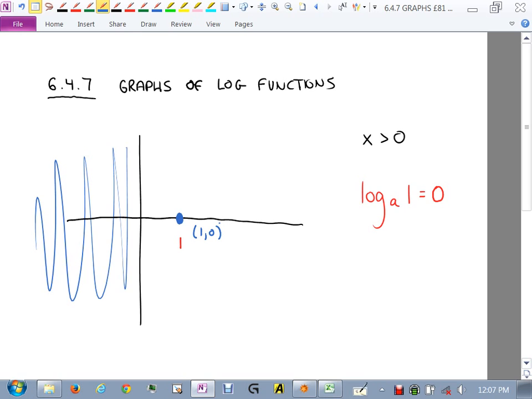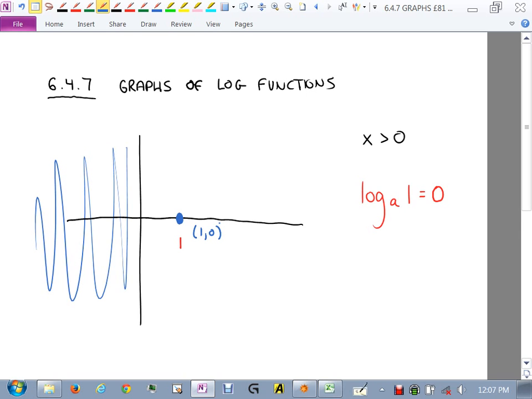Go back to last class. We had exponential functions, right? What point was always on the exponential function? 0, 1, right? Whether it went that way or the other way, that point was always there. And since they're inverse functions, that flipped over should always be on the log. So it's there. All right?